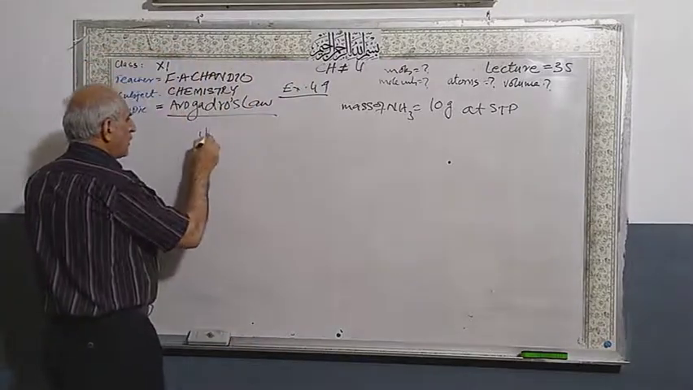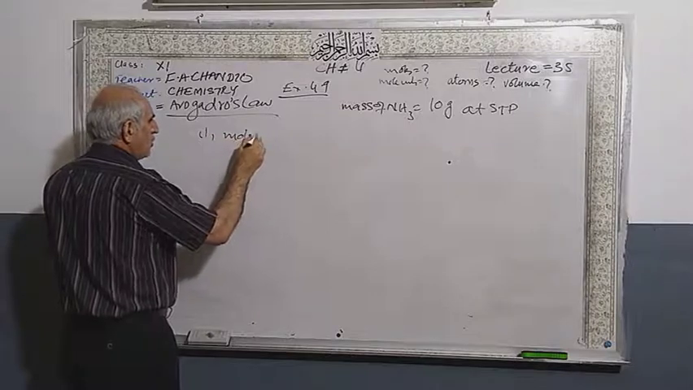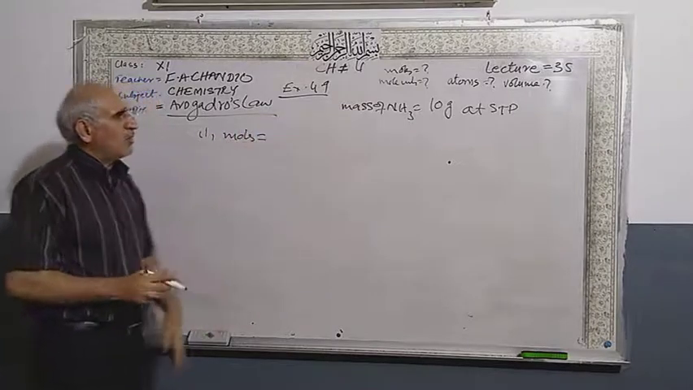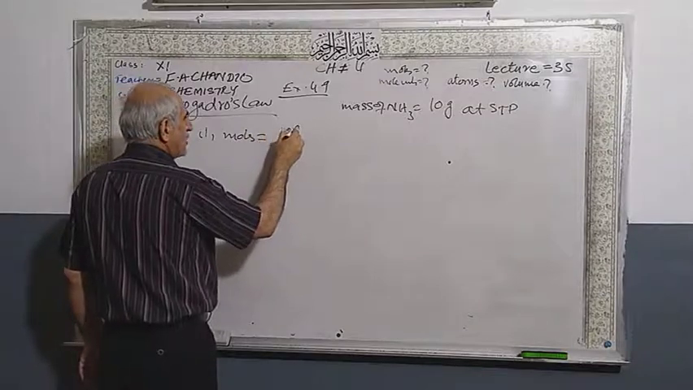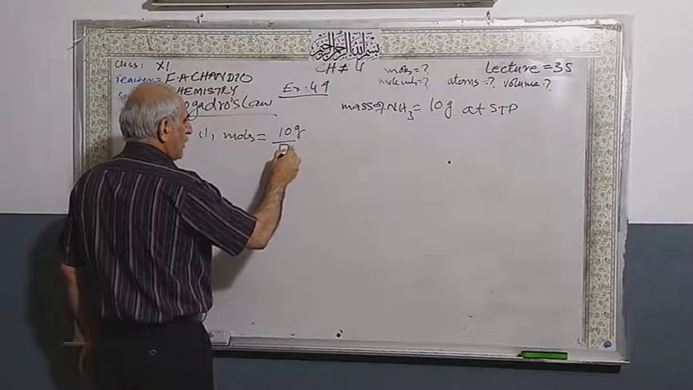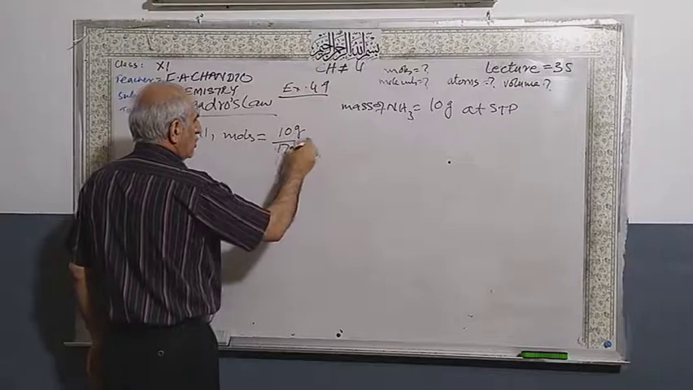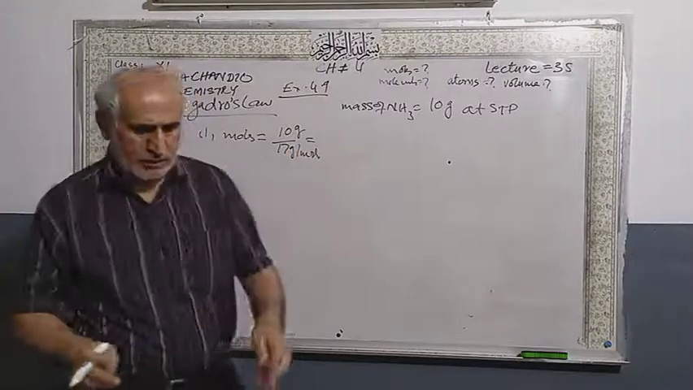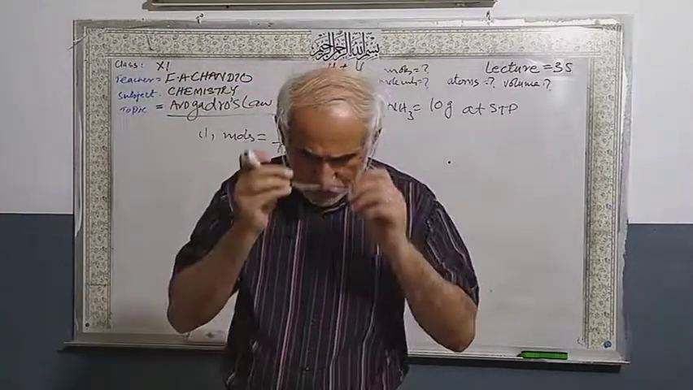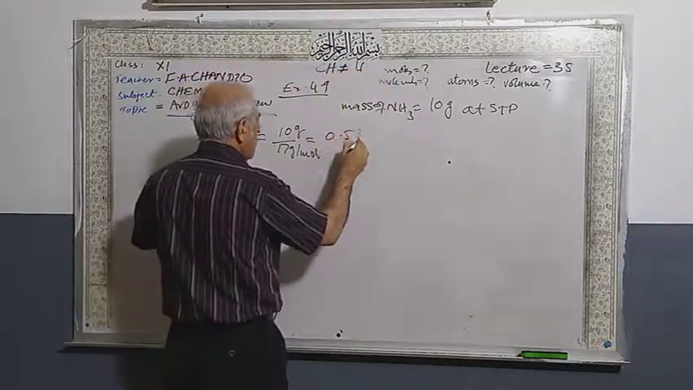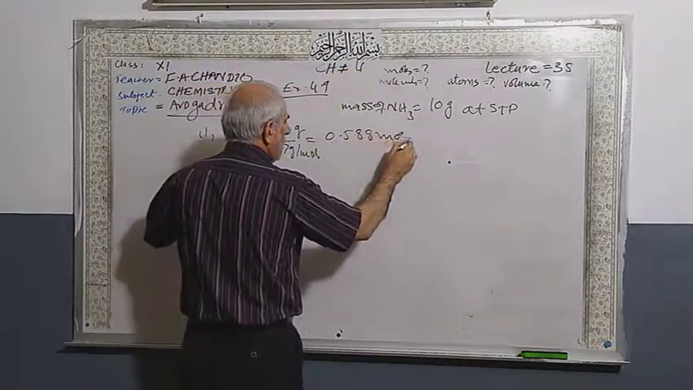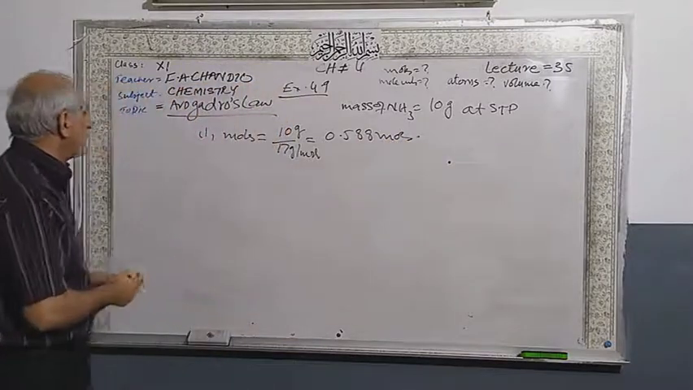So first calculate the number of moles. Mole is equal to mass in grams divided by molar mass. So mass 10 grams, molar mass 17 grams per mole. You will get the answer 10 over 17. So your answer is 0.588 moles of ammonia. This is your answer.